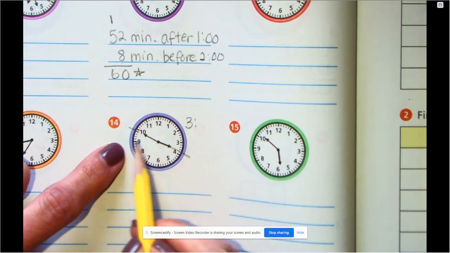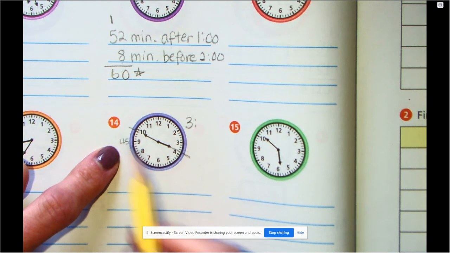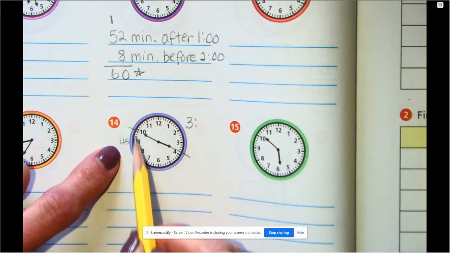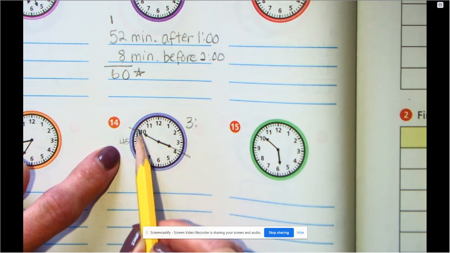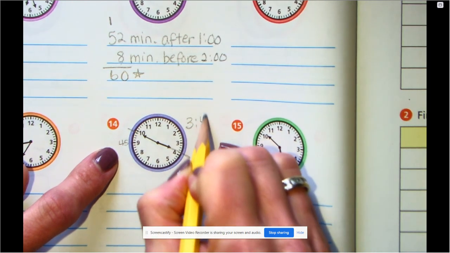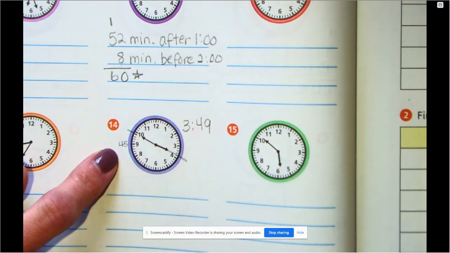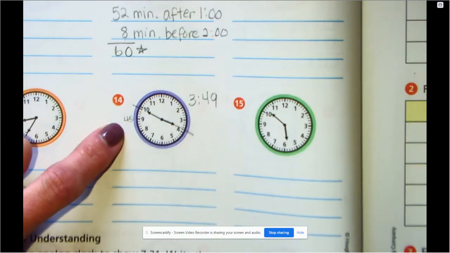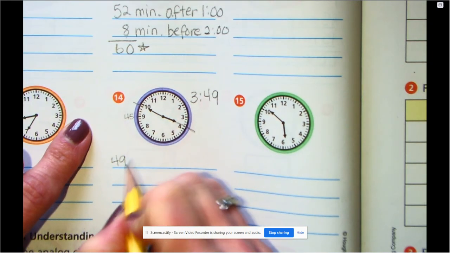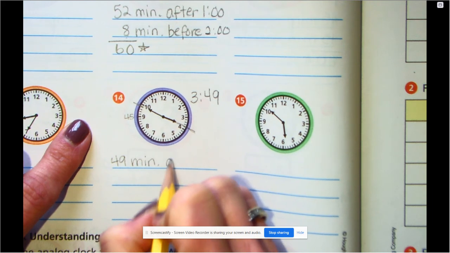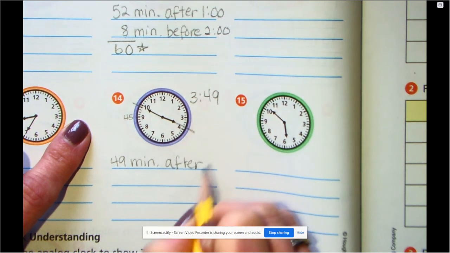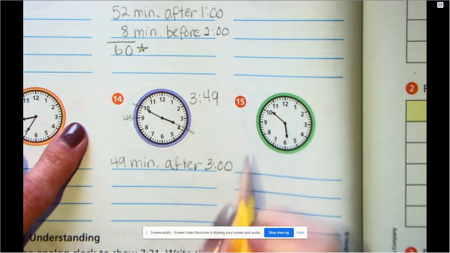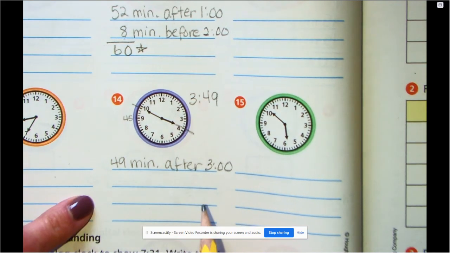So if I know this is 45 minutes, and there are 4 more to go, 46, 47, 48, 49, 3:49. So 49 minutes after or past 3 o'clock. But how many more minutes would I have to go to get to the next hour?